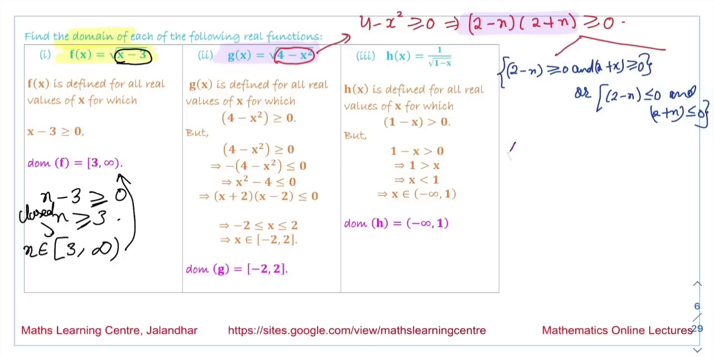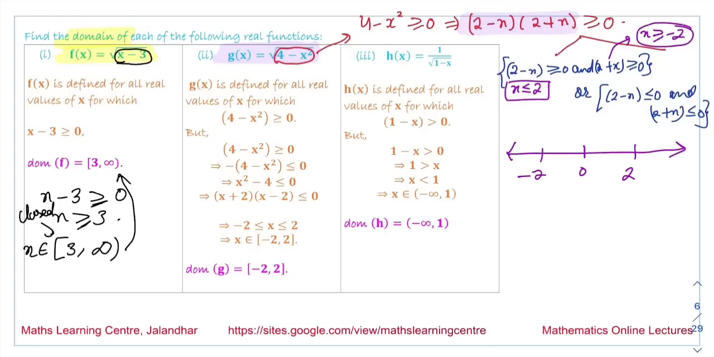Now if we draw the number line over here, it is 0, minus 2 and 2. When we say 2 minus x is greater than or equal to 0, it means x is less than or equal to 2, and this gives us x is greater than or equal to minus 2. So the common values we have corresponding to this is the closed interval minus 2 to 2.